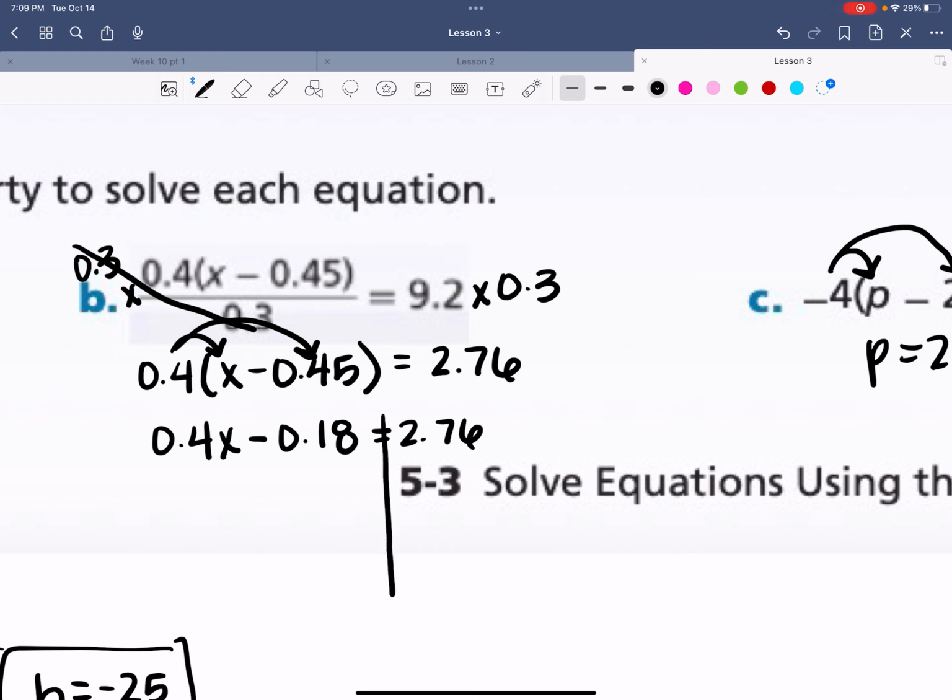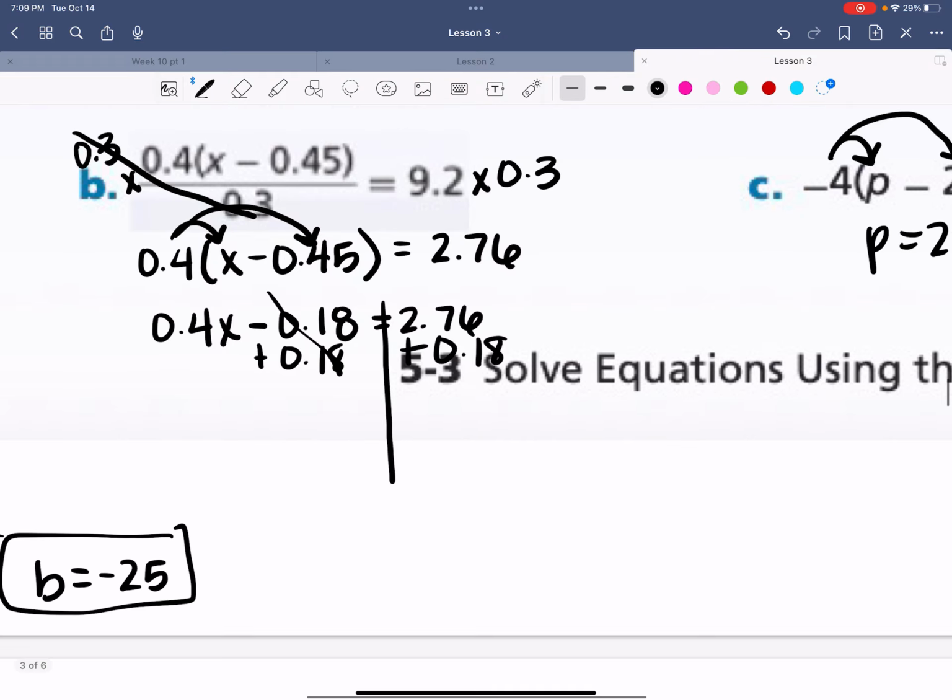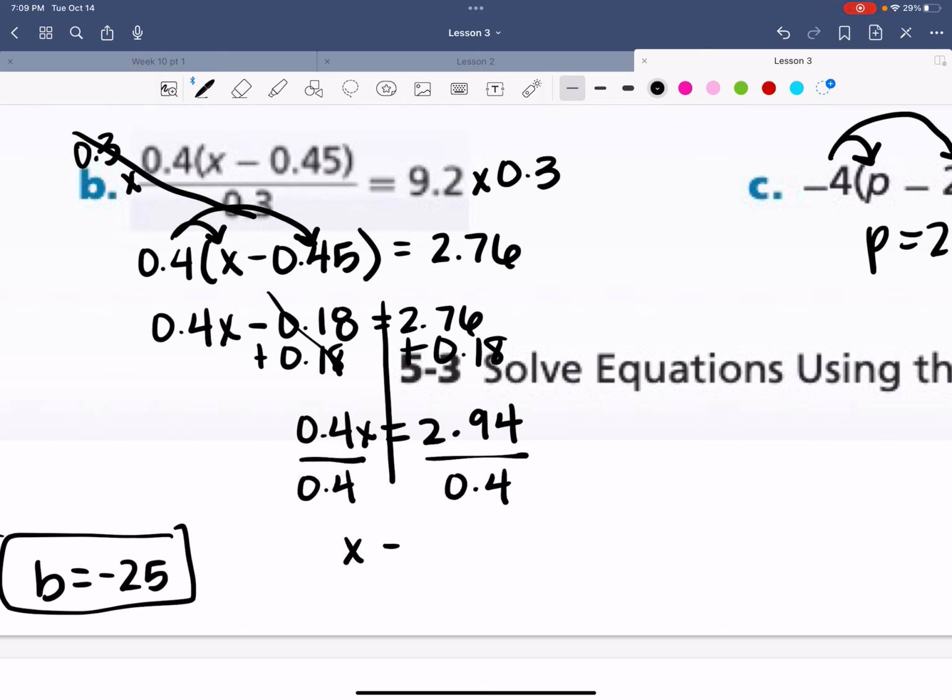Now I can do my two sides. First thing I need to do is add 18/100 to both sides. So I'm left with 4/10 x equals 2.94, I believe. Yes. And now I need to divide by that 4/10 that's being multiplied by x. X equals 7.35.